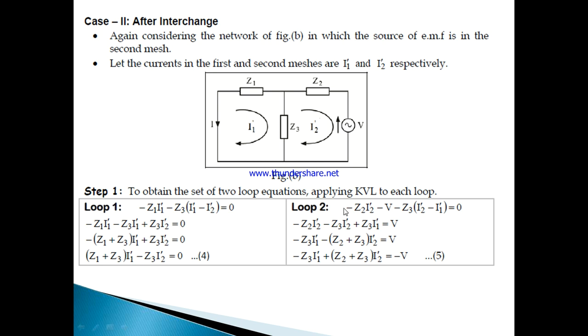Similarly, for the loop 2 expression, we already know how to write these expressions, so I am directly explaining the concept here. After writing KVL for loop 2, that is sum of potential rises equals sum of potential drops, and substituting the rises and drops, finally we will get the expression as -Z3 I1' + (Z2 + Z3) I2' = -V. This is the expression for loop 2.